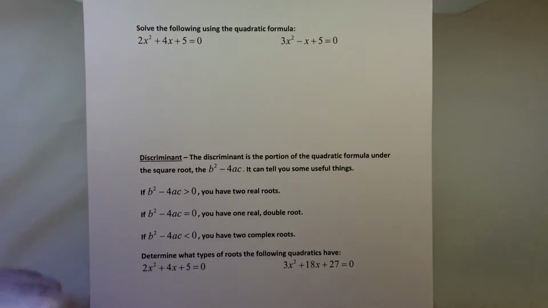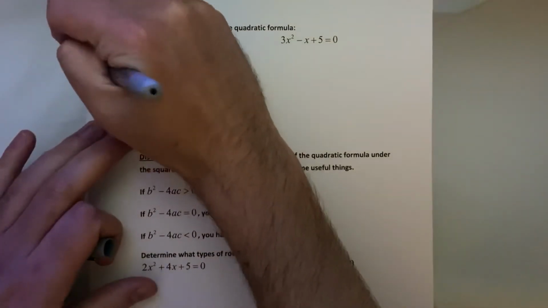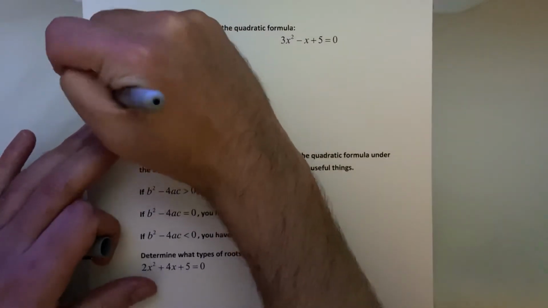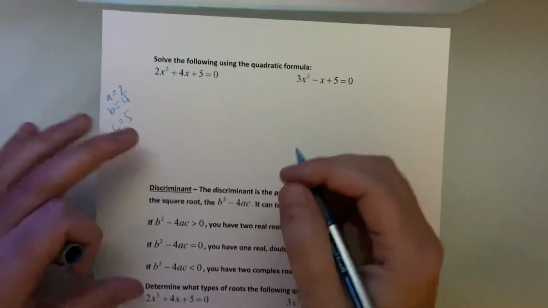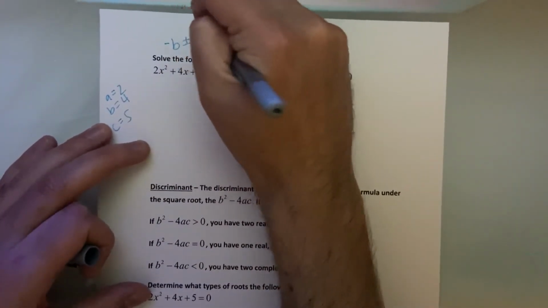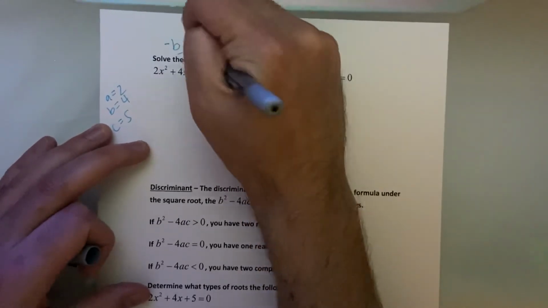Solve the following using the quadratic formula. 2x squared plus 4x plus 5 equals 0. So here we have a equals 2. It's the number in front of x squared. B equals 4. C equals 5. And of course I'm going to write this on top of the page. Negative b plus or minus the square root of b squared minus 4ac all over 2a.